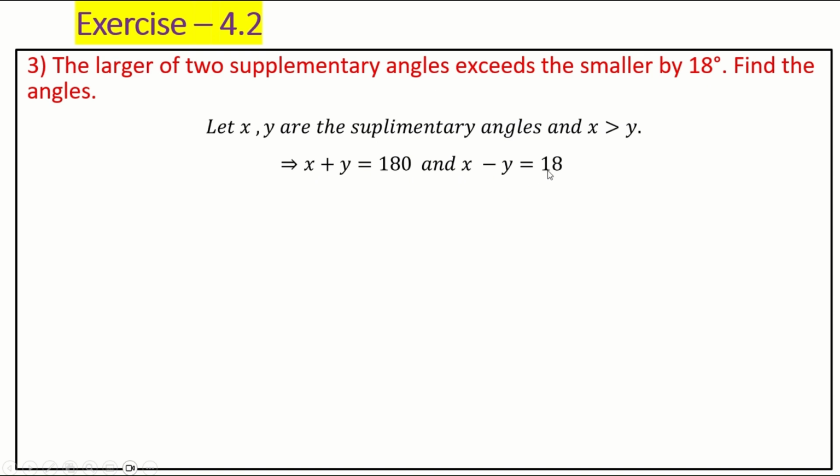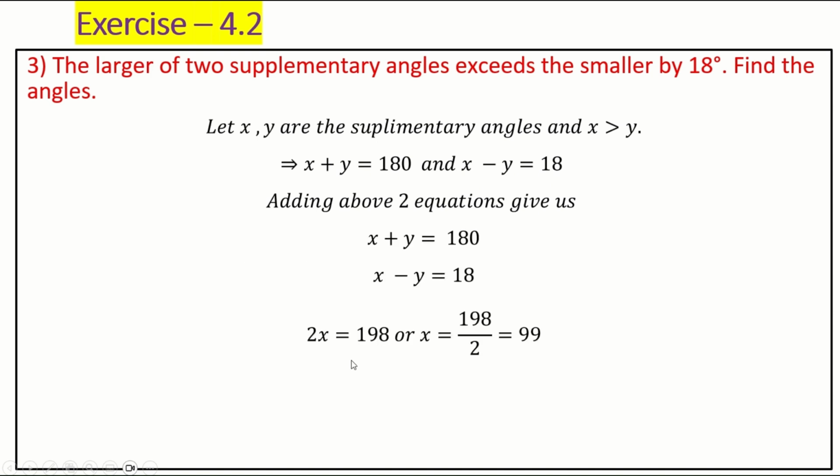That means x minus y is 18, since x is greater than y. So x minus y is equal to 18. Now use just the elimination method. Very simple. Okay, 2x equal to 198, or x equal to 99, and y is equal to 81. Okay. Next.